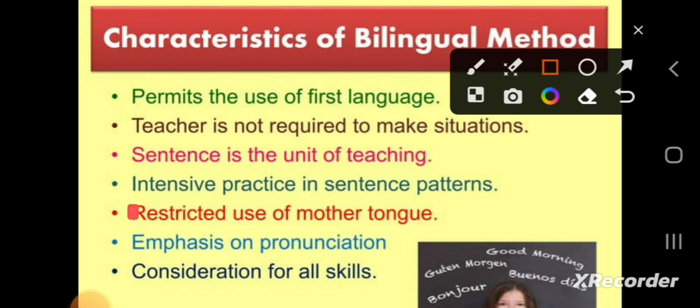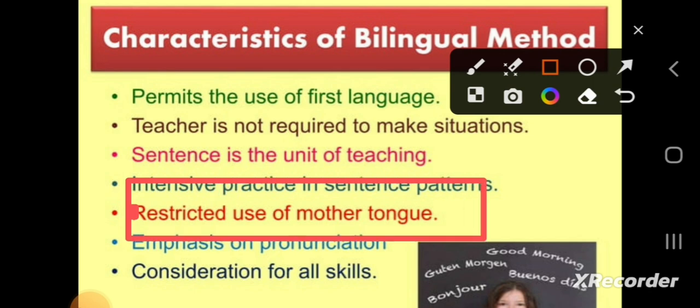Next, restricted use of mother tongue. While the mother tongue is permitted, its use is kept to a minimum to encourage more immersion and practice in the target language.